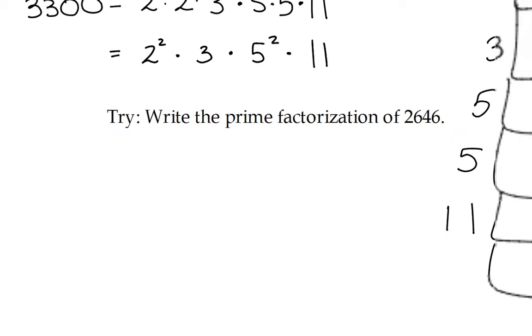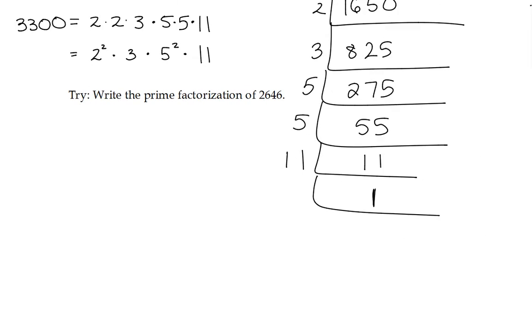Okay, you guys can try the next one. 2646. All right, so 2646. Did you divide it by 2 at first? And what did you get? 1323. So I'm doing a tree diagram, and I'm just going to show you how difficult the tree diagram can be. You sort of run out of space.